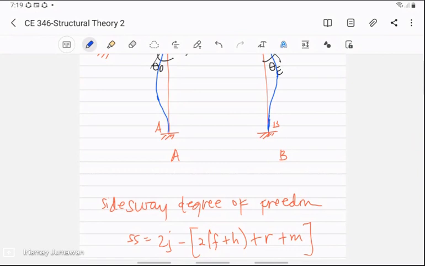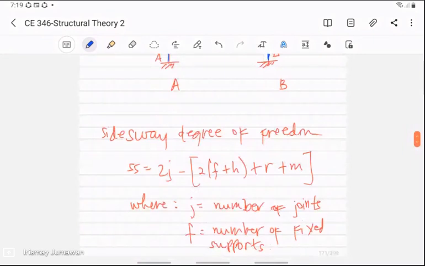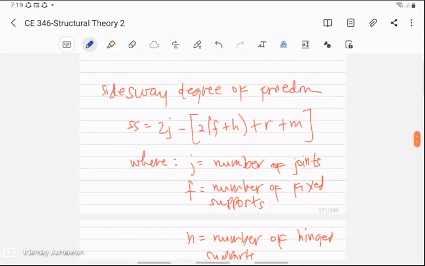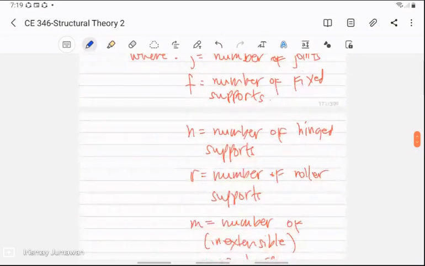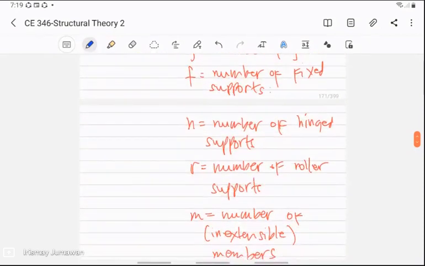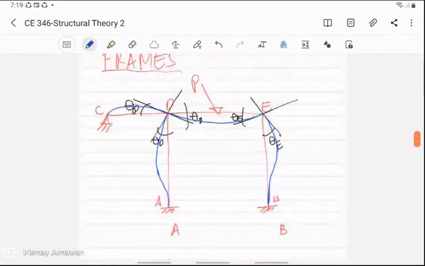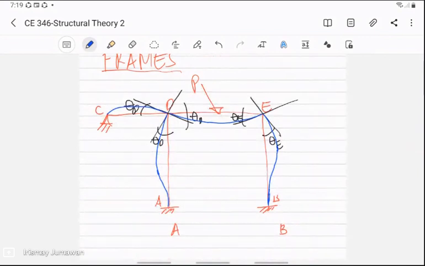J is the number of joints. F is the number of fixed supports. H is the number of hinge supports. R is the number of roller supports. And N is the number of inextensible members. So looking back to our frame, can you solve the side sway degrees of freedom, that is SS.